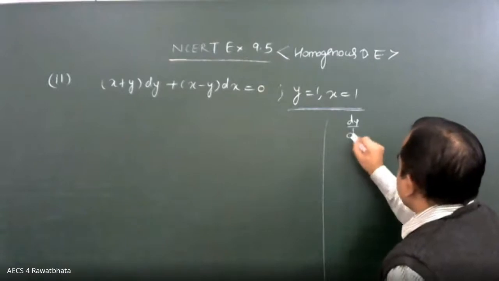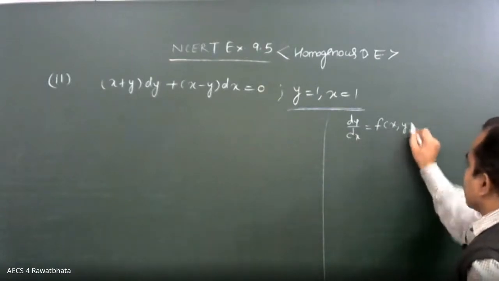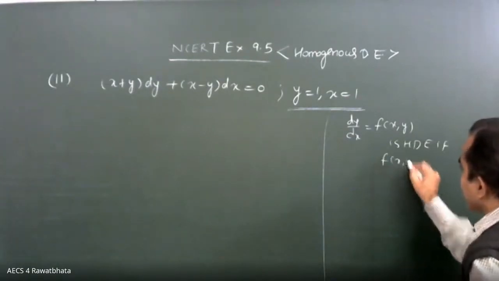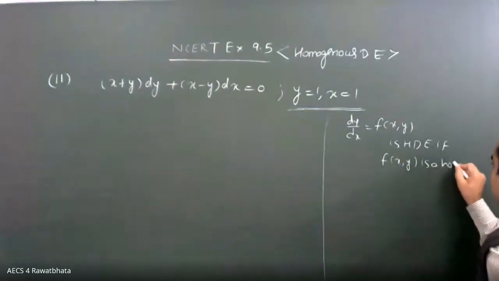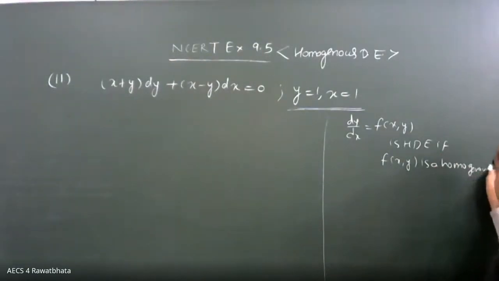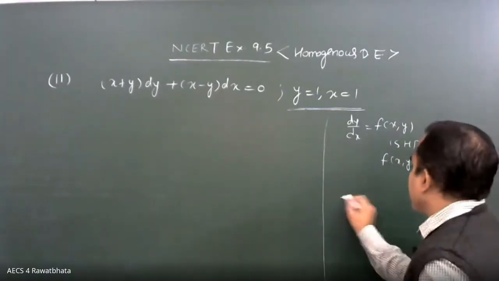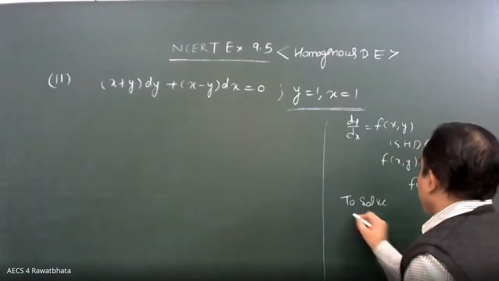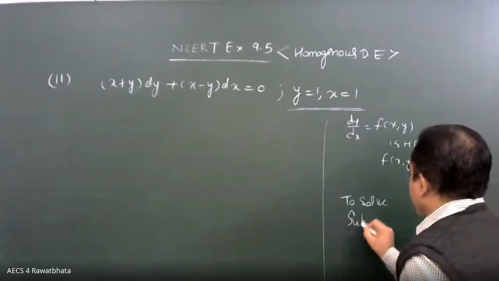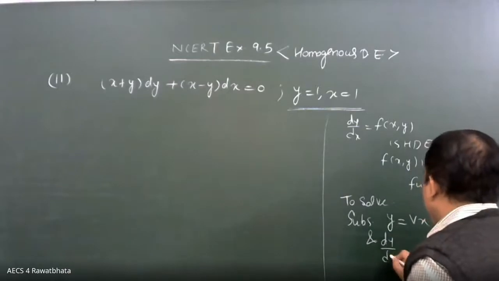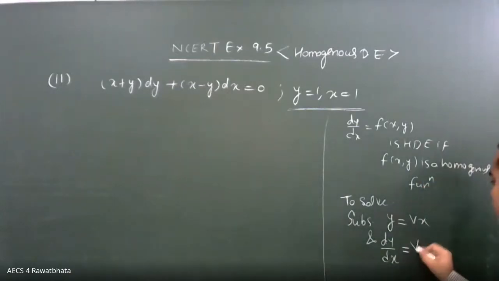dy upon dx equal to f(x,y) is an HDE, homogeneous differential equation, if f(x,y) is a homogeneous function. There is a certain method to prove a homogeneous function. Now to solve, we make a substitution: y equals vx, and hence dy upon dx also changes. So dy upon dx will become v into the derivative of x, which is 1, plus x as it is, dv upon dx. These two things we substitute, right?